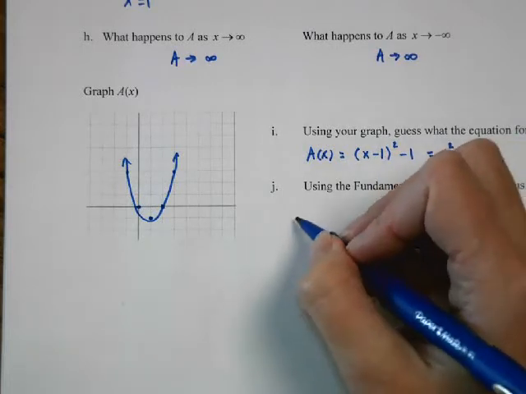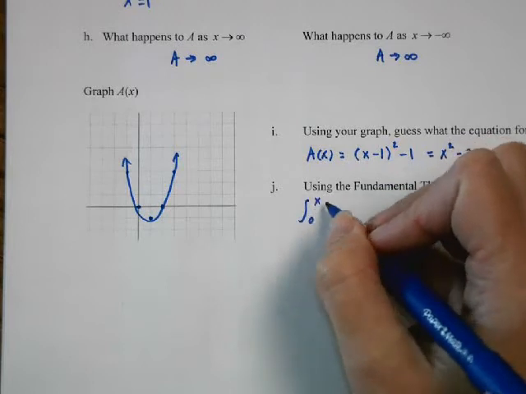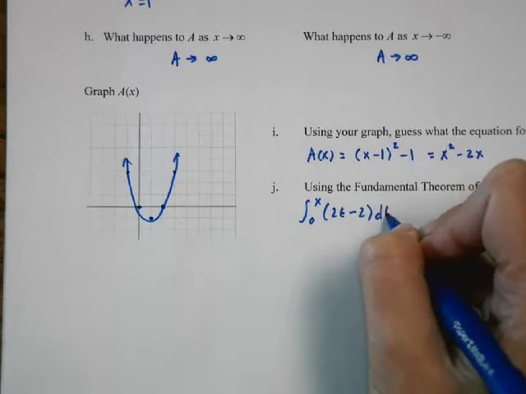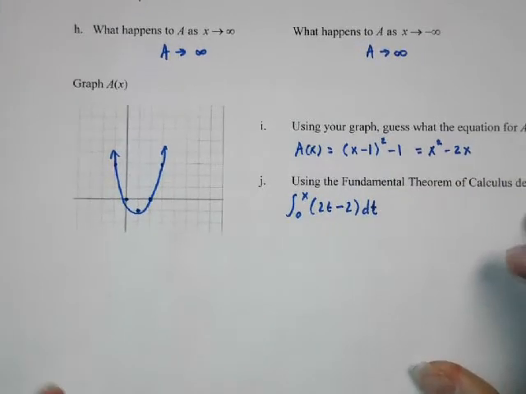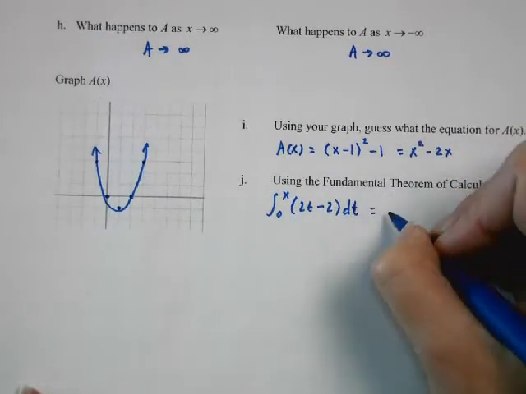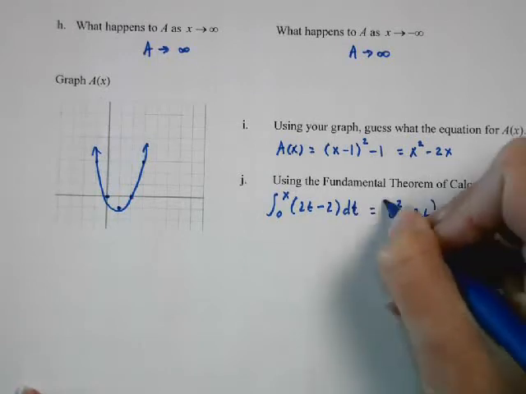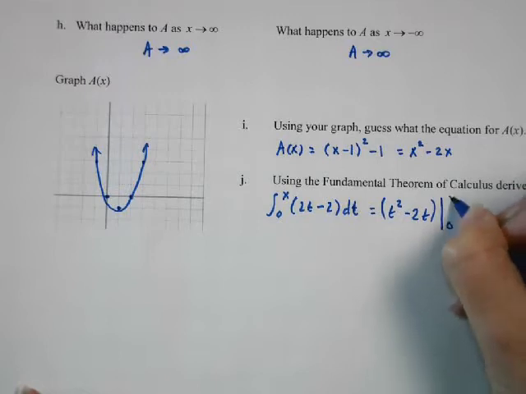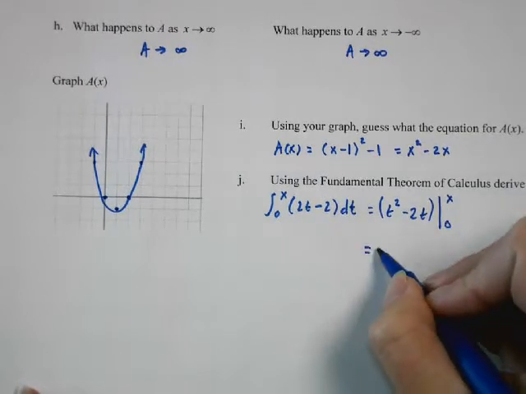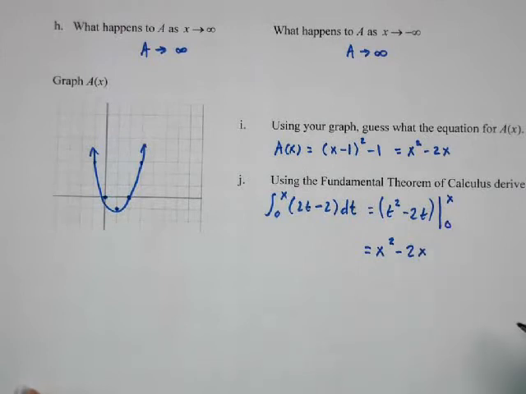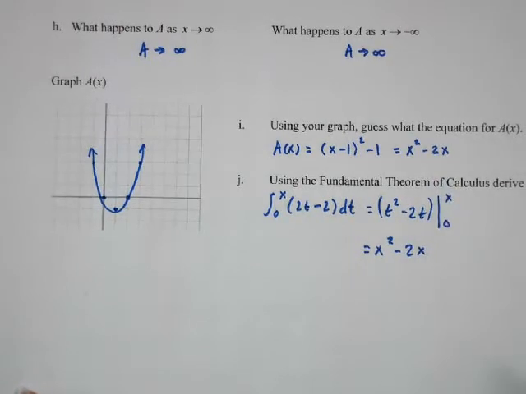So now let's actually find our equation. So this is going to be t squared minus 2t evaluated from 0 to x. So that's going to be x squared minus 2x minus 0, which we came up with from the graph.